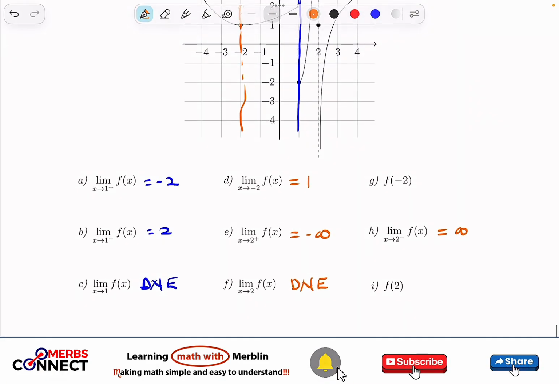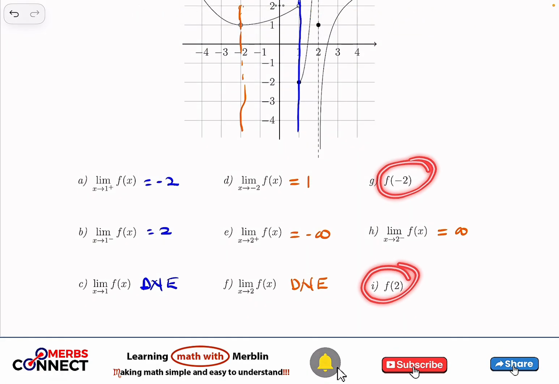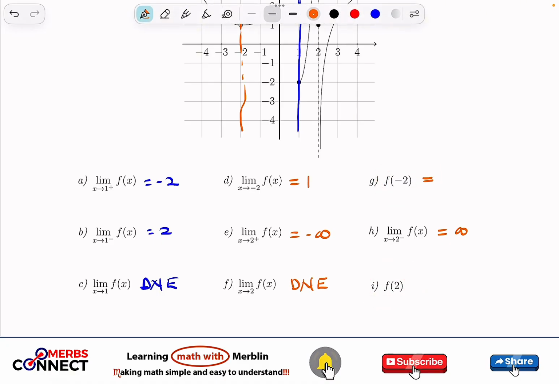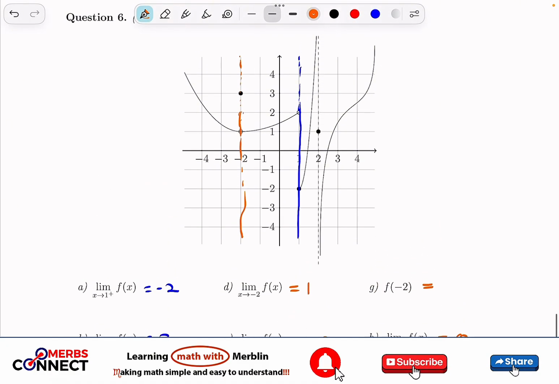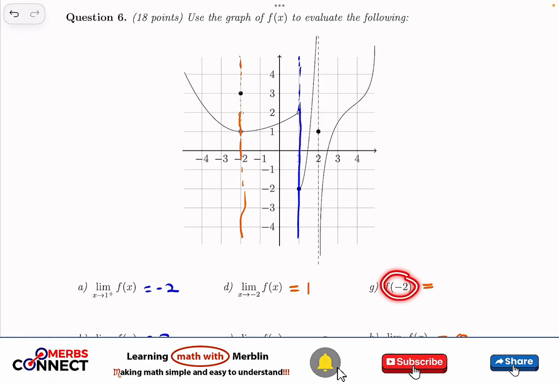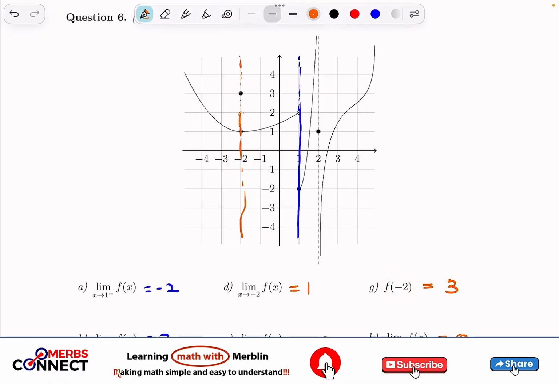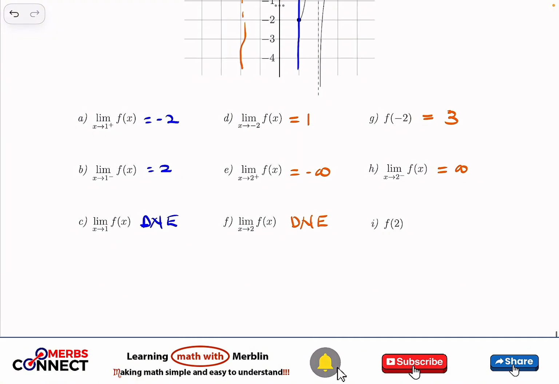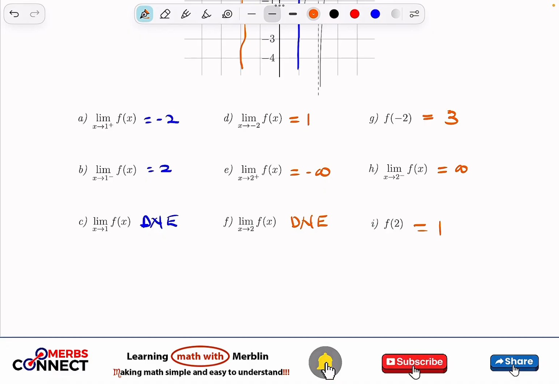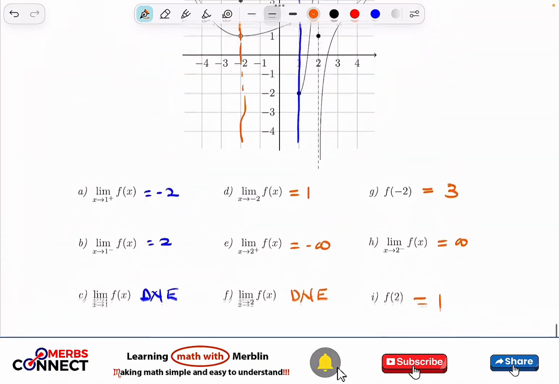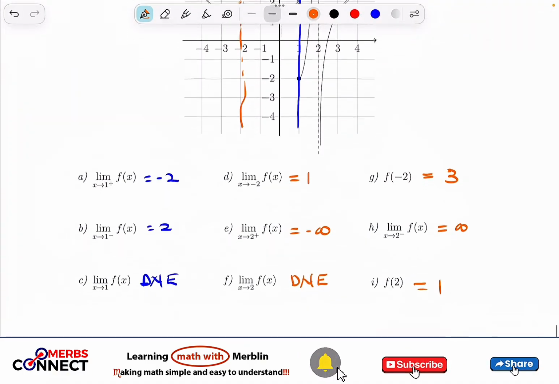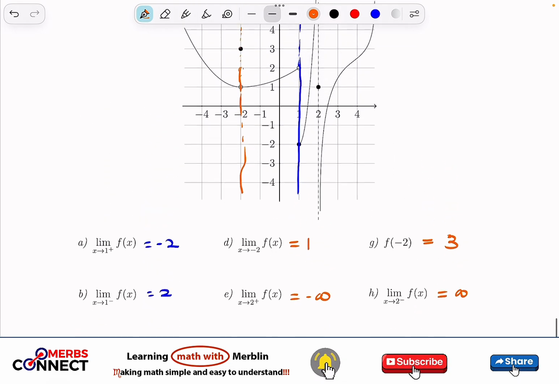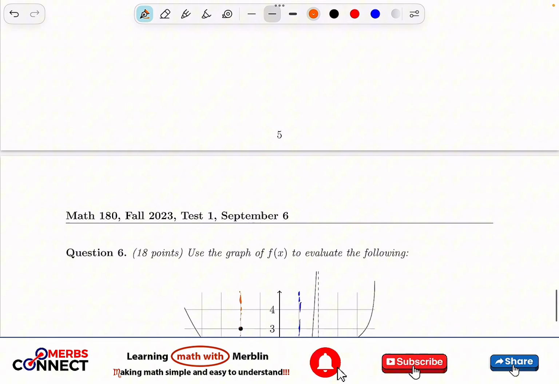And then now we need f of minus 2 and f of 2. So what is f of minus 2? F of minus 2 is the one which is closed. So minus 2 and then the one which is closed is here. So this is going to give us 3. And then f of 2 is the one which is closed here and also going to give us 1. So this is going to give us 1. So this type of questions are very easy to get the solutions right. And then I think that's all for this one.